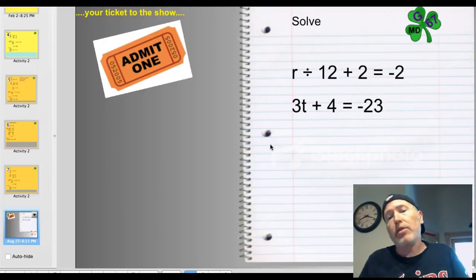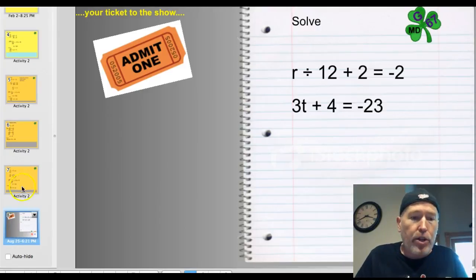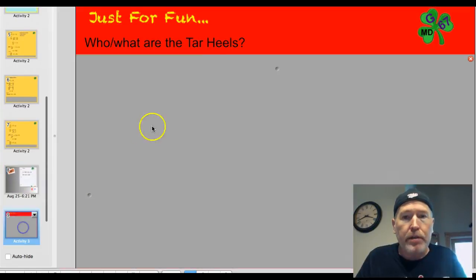Here are your 2 tickets to the show problems. Go ahead and take a second to copy those down. And your trivia question, who or what is a Tar Heel?